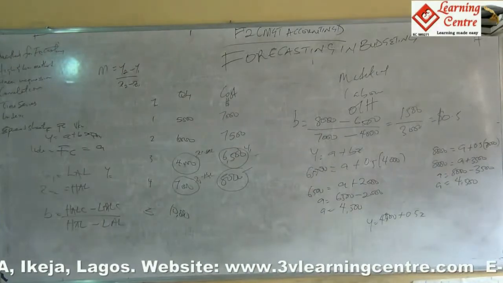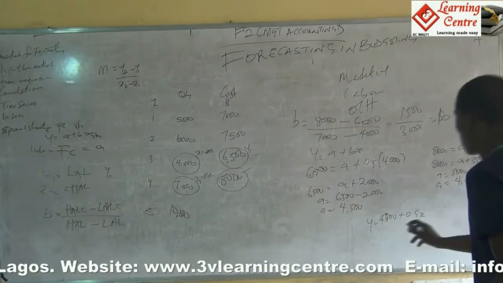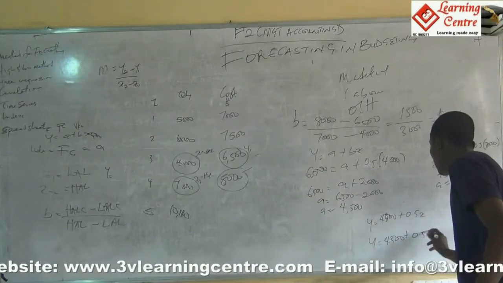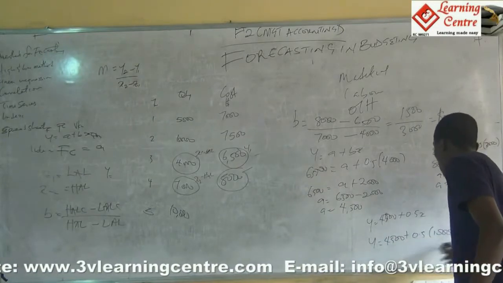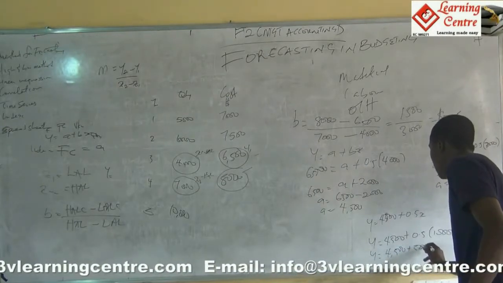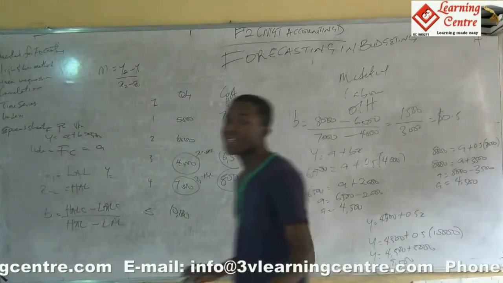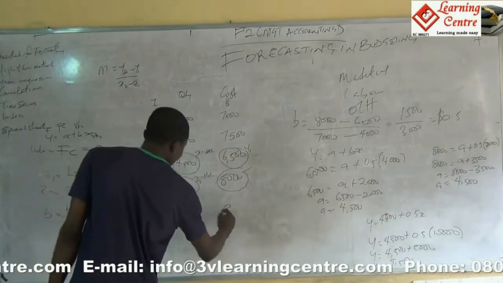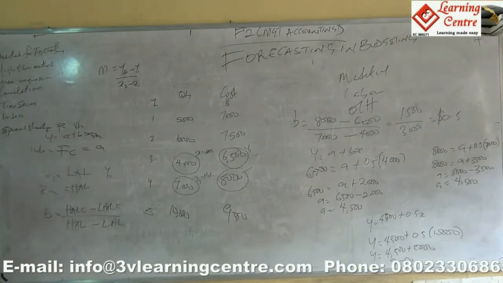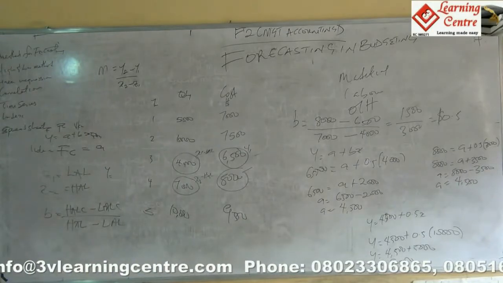So if you now want to ask, how many do you want to produce in the coming year? 10,000. That means Y will be equal to 4,500 plus 0.5 into 10,000. Y will be equal to 4,500 plus 5,000. So Y will be equal to 9,500. So we can say that the cost for 10,000 units will be 9,500. Do you understand? That's how you can use the high-low method to forecast.